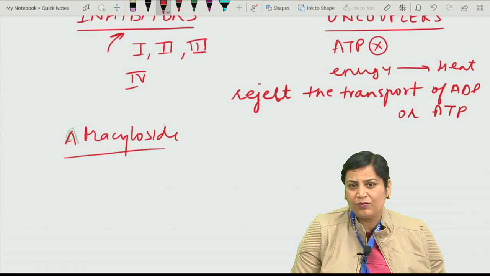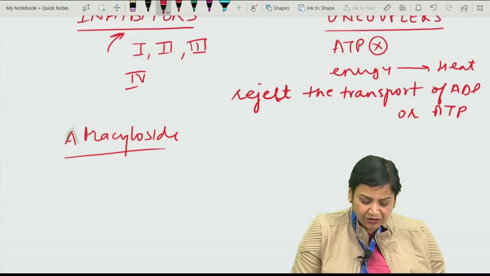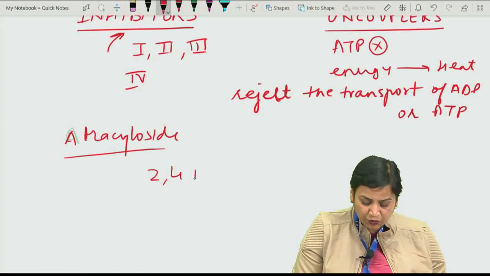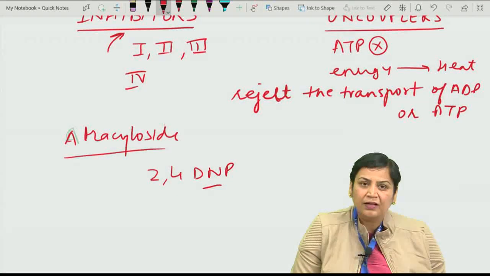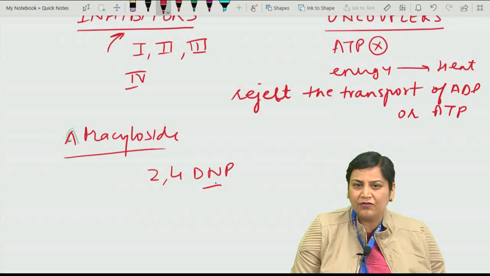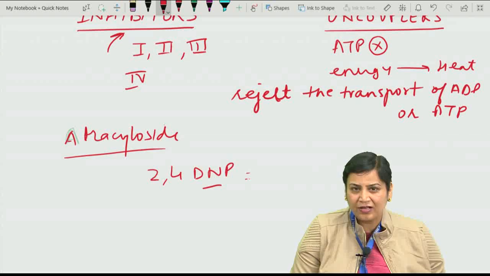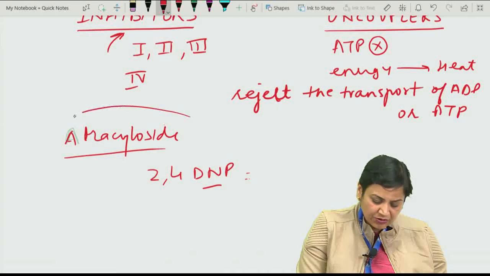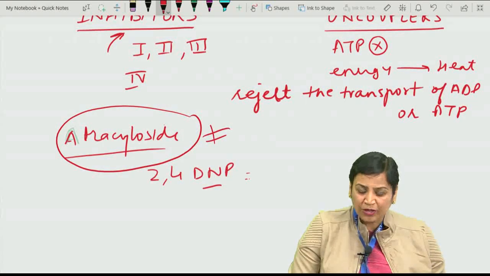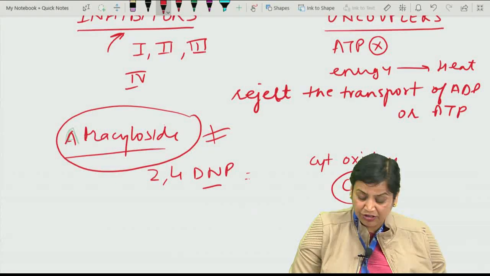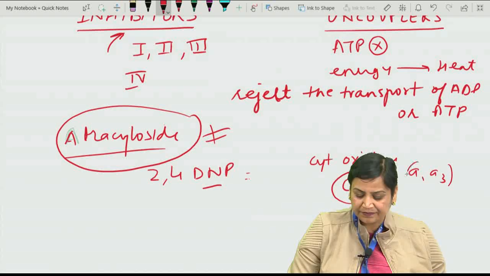There are so many questions which have been asked on this. Atractyloside is there, then uncouplers. The most important uncoupler is 2,4-dinitrophenol, which basically dissipates energy in the form of heat. It is also used as a weight reduction drug. So the answer to this question is this. One more point I would like to bring: cytochrome oxidase is inhibited by cyanide. This is again a very important question. Cyanide is an inhibitor of cytochrome oxidase A1 and A3.